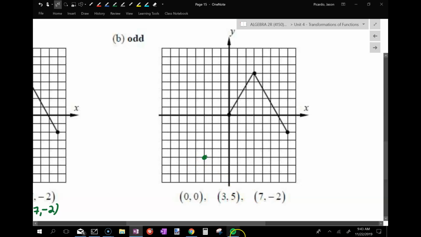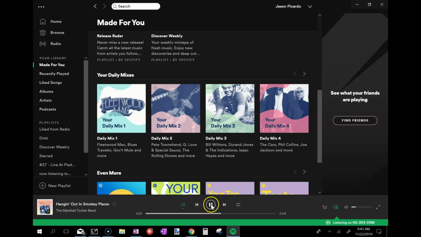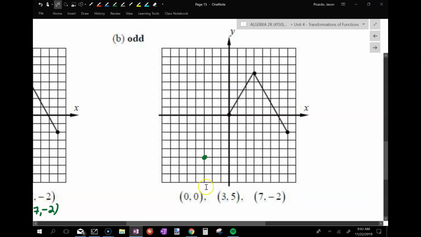It's going to go there, isn't it? What is that point? That's the point -3, -5. Okay, good.